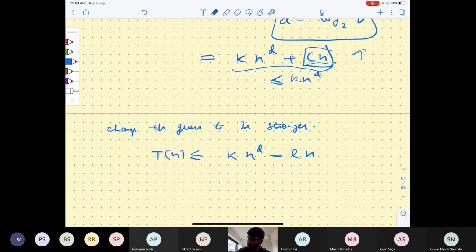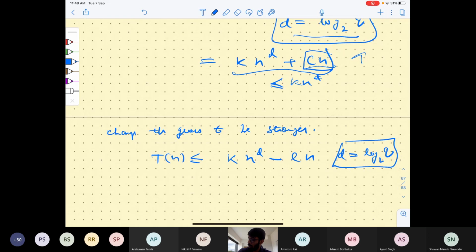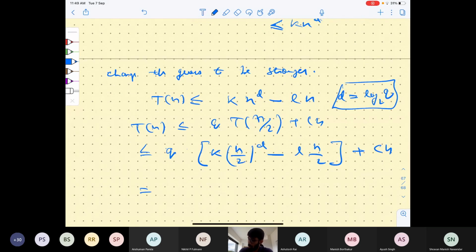Now suppose we have fixed this d, so we take d to be log base 2 q, and suppose this is our new guess. So let's again do substitution. Tn is less than or equal to q Tn over 2 plus Cn, and now we substitute. So this is less than or equal to, because we are substituting, q times k n over 2 to the d minus l n over 2, plus Cn.